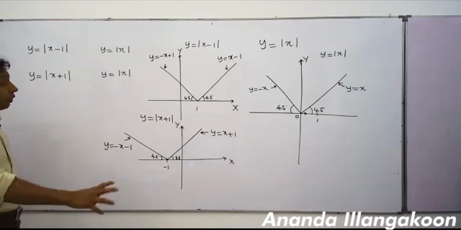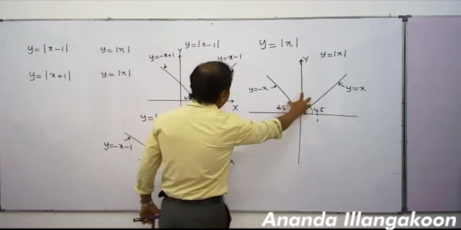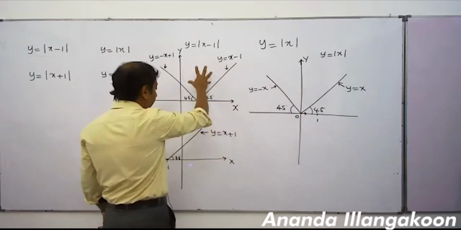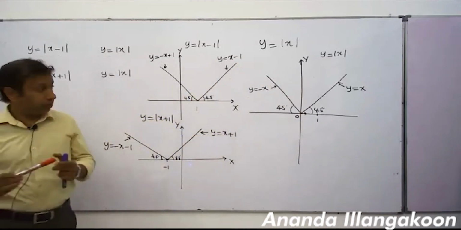Right. Count this one, people. This is the y equals mod x graph. This is y equals mod x minus 1. This is y equals mod x plus 1. Right? Those graphs.